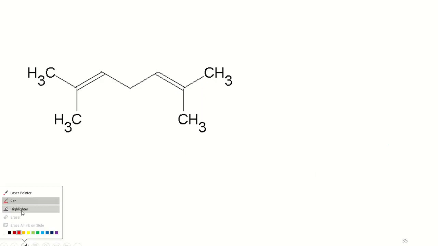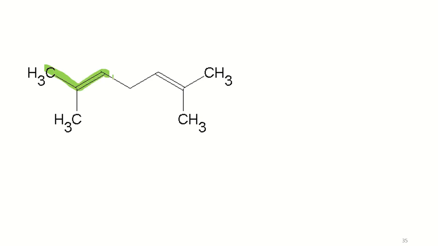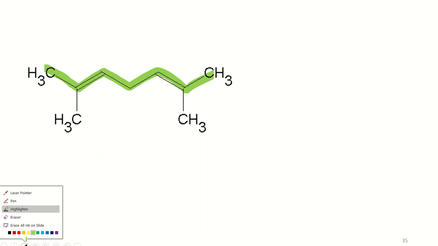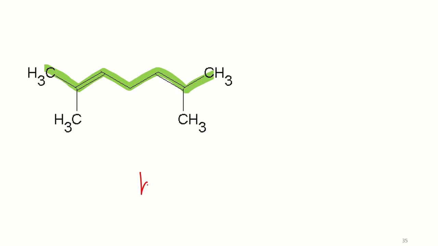Let's look at this one. So longest chain 1, 2, 3, 4, 5, 6, and 7. So we're on a hept again. We have 2 double bonds, so it's going to be hepta. Our double bonds are in position 2 and 5. It's going to be a diene because I have 2 double bonds in there.